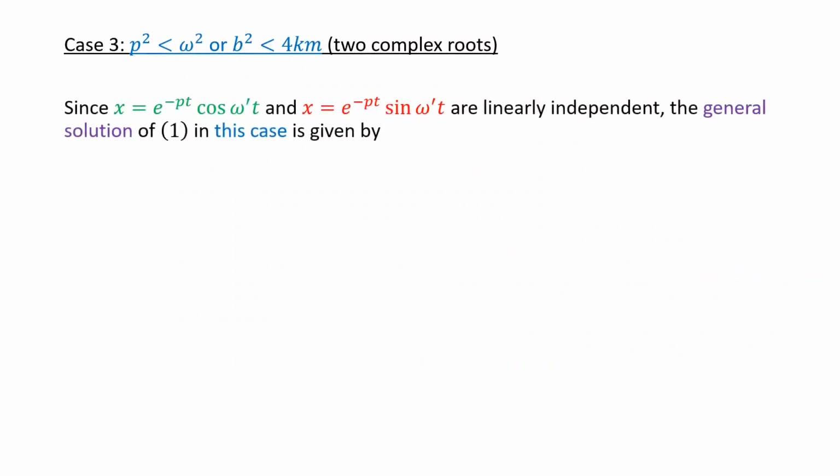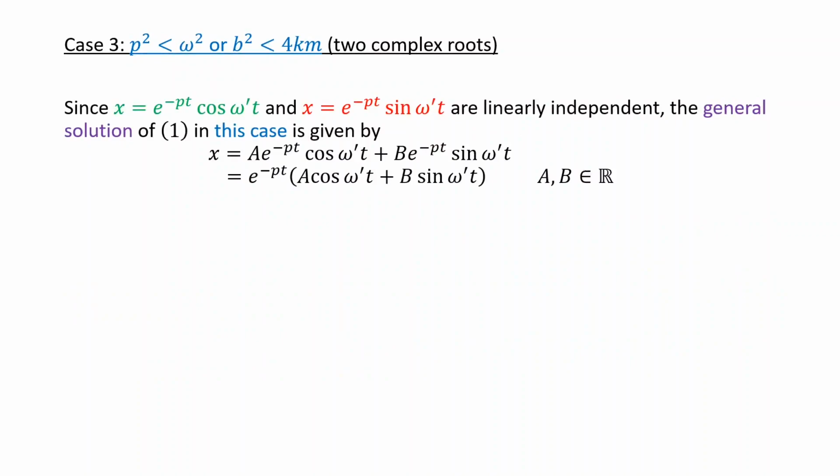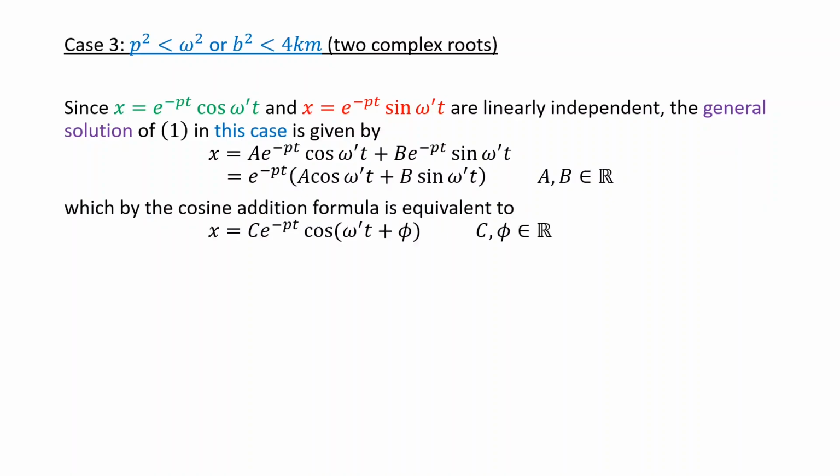So that means that I can write the general solution as the sum of those two. Let's take out e to the minus pt as a common term and get that expression. And that we can rewrite using the cosine addition formula in this form. This is something that, strictly speaking, we did in the simple harmonic motion case as well. Go and check this if you want a good idea of what happened there.